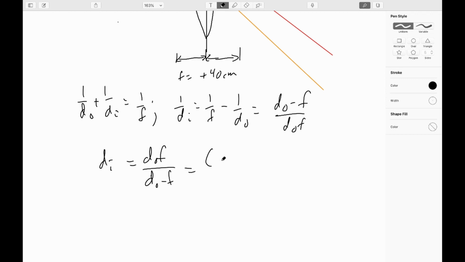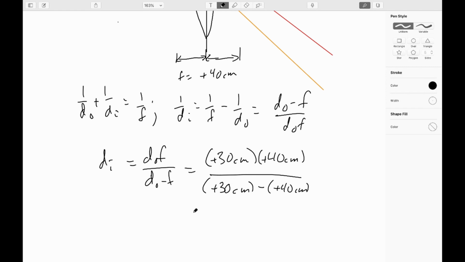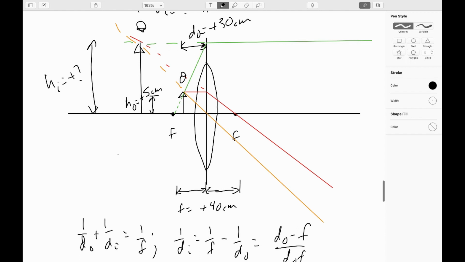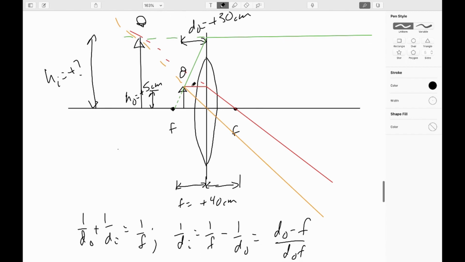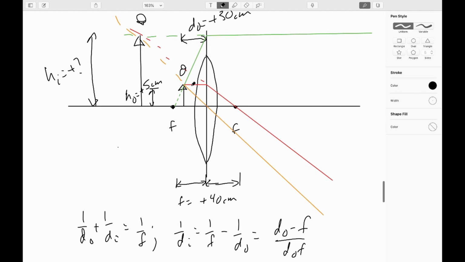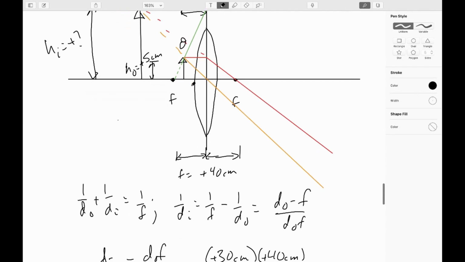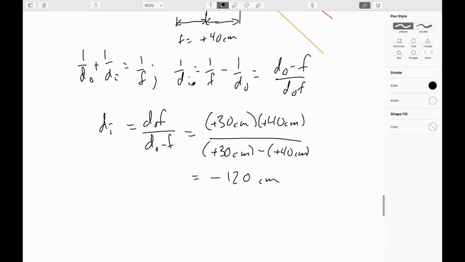And here my object distance is a positive 30 centimeters. My focal length is a positive 40 centimeters. This will be positive 30 centimeters minus a positive 40 centimeters. So this will give me negative 120 centimeters. All right, looking back at the picture, maybe it wasn't the best drawn diagram ever, but at least it's consistent with the drawing.